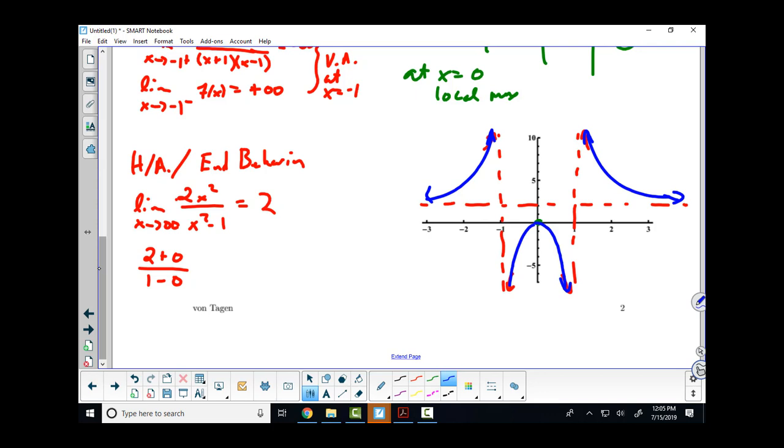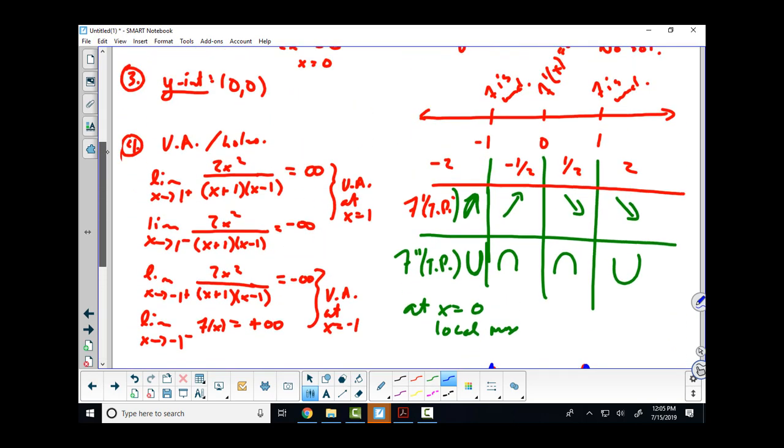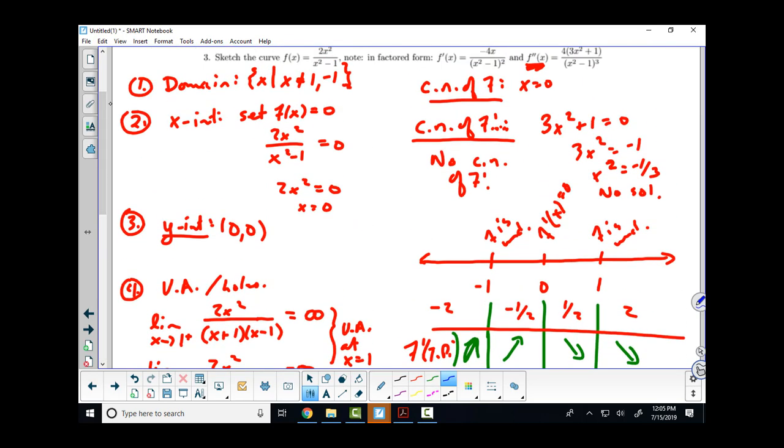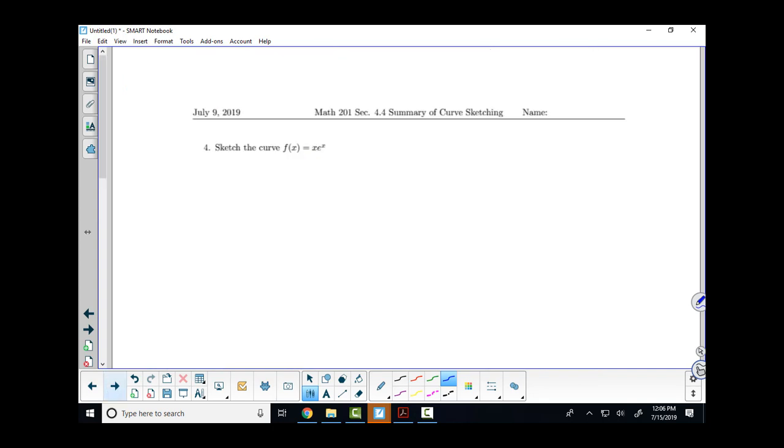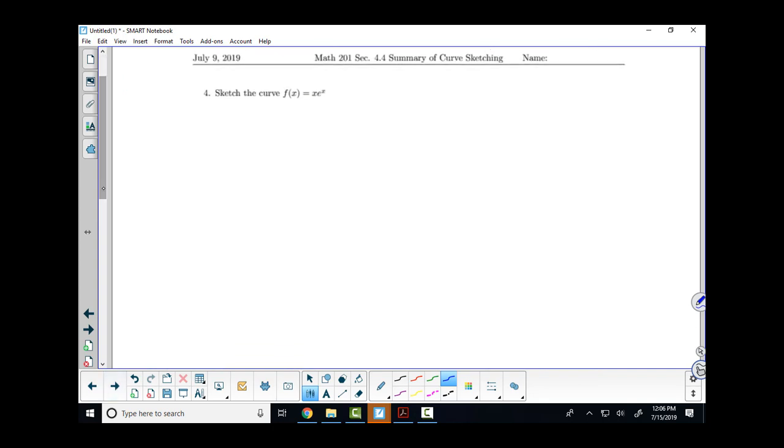But I've been trying to distinguish between the two. Because if we saw here, because we had no critical numbers of f prime, we have no potential inflection points. But we did have critical numbers of f, so we did have a potential max or min, and we discovered it was a local max, basically using the first derivative test. Great question.